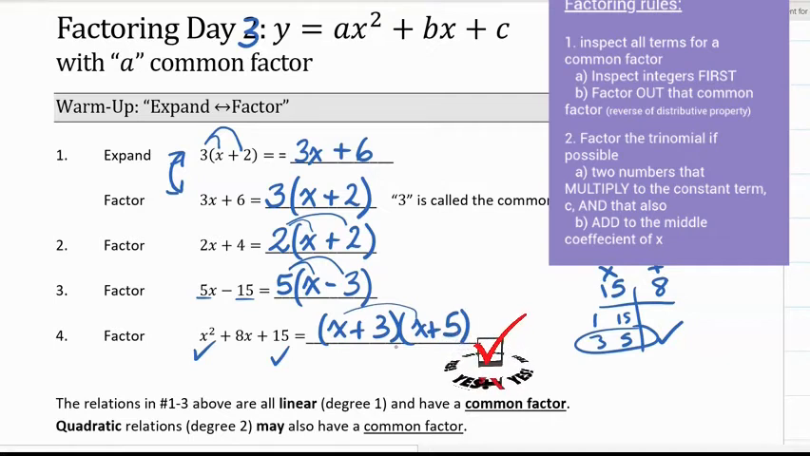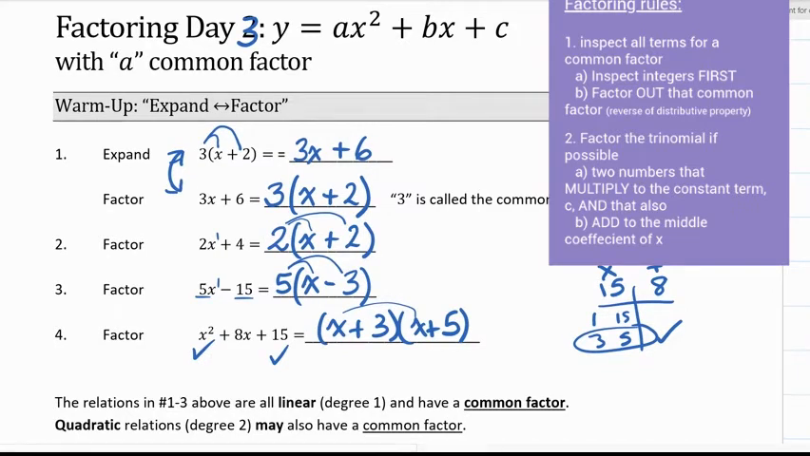So all the relations in 1 through 3 are linear. They all have degree 1, degree 1 being that the highest exponent ever is 1. These are hidden exponents here, right? Highest exponent is 1. And they all have a common factor. Quadratic relations of degree 2 might also have a common factor, although our example in question 4 did not.